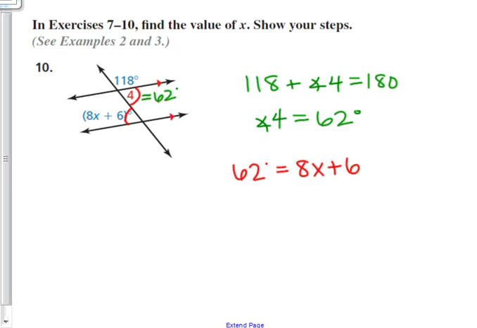Okay, and then when I subtract 6 over, I get 56 equals 8x, and then dividing by 8, I get x equals 7. So it took me a couple steps, but I was able to do it. I had to kind of piece by piece figure out what I was working with.